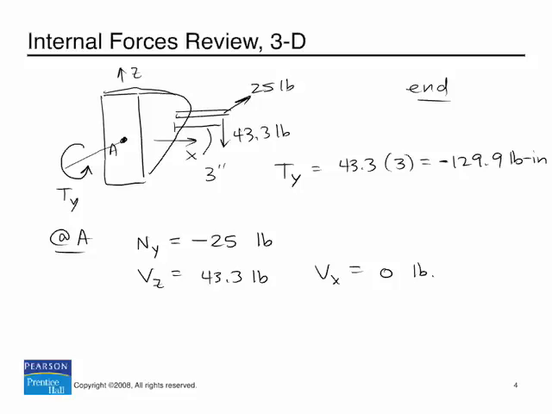We found a moment around the x-axis. That ended up being 303.1 pound-inches. We found a moment around the z-axis. That ended up being 75 pound-inches. And in fact, the clockwise rotation of that one made it a minus 75. And then we found Ty is minus 129.9 pound-inches.